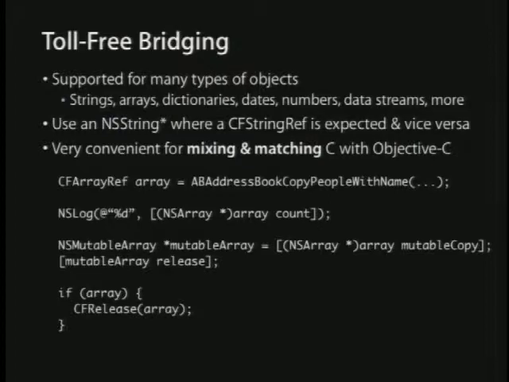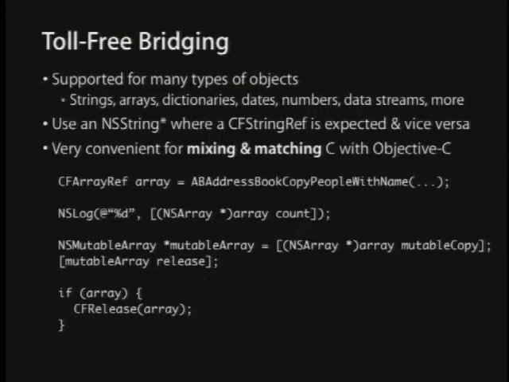We'll see a few examples of that. In this case, for example, the first function call is ABAddressBookCopyPeopleWithName. That returns a CFArray, so an array that's in the Core Foundation world. And you can actually cast it easily, like we see in the log statement here. Cast it to an NSArray and call messages on it. So CFArray and NSArray both know how to deal with the count message. Similarly, you have a CFArray, you want a mutable copy of it, you can just cast it and call mutableCopy on it.